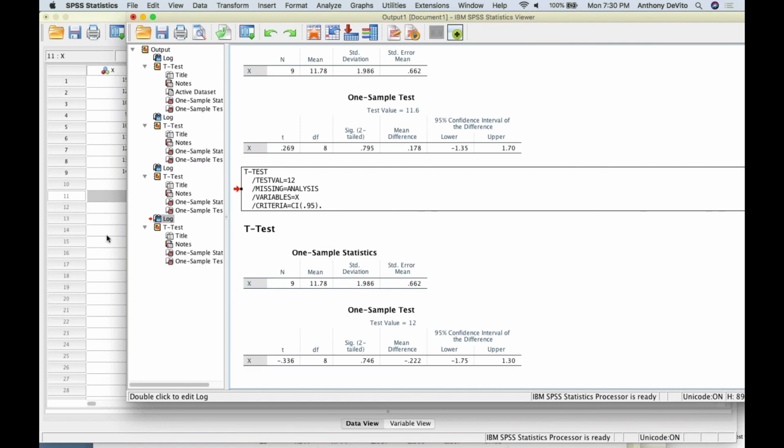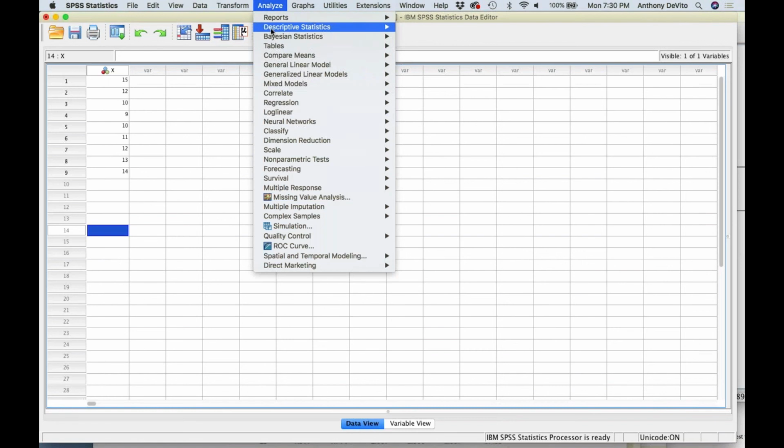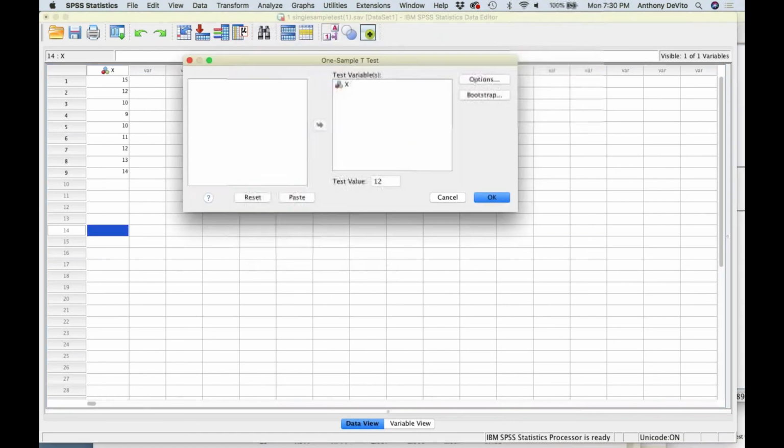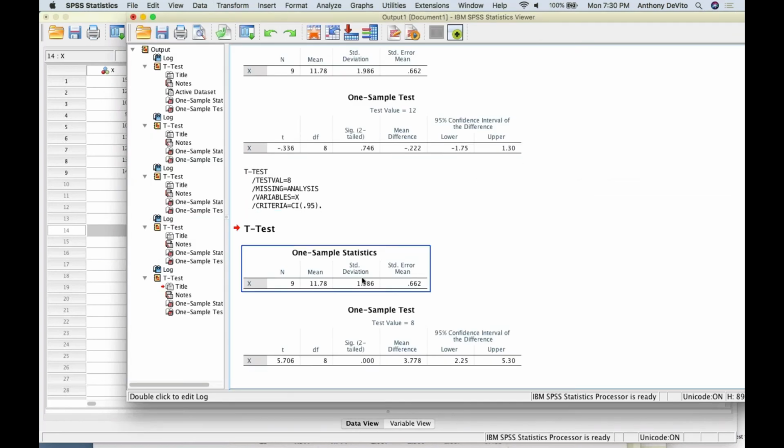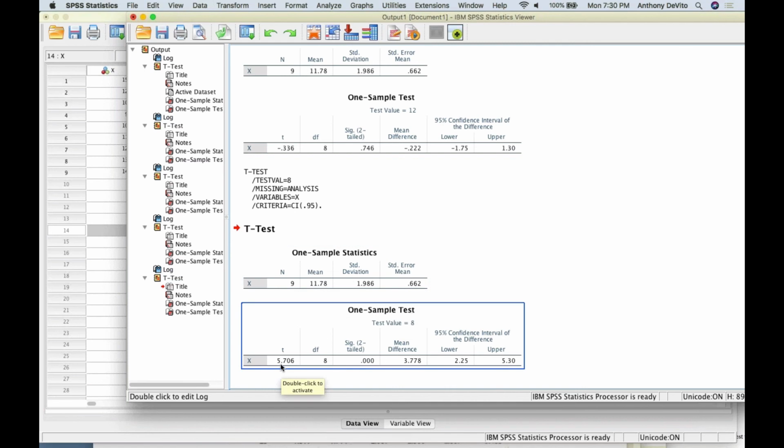Oh, okay. I know what I mean now. Analyze, compare means, one sample t-test. I'm going to compare the new distribution to my original mean test value of 8. The mean of the other population is 8. I'm going to click OK. And this time, the mean of my sample is 11.78. The mean I'm comparing it to is 8. So 11.78 minus 8 divided by the standard error gives me a t-score of 5.7.